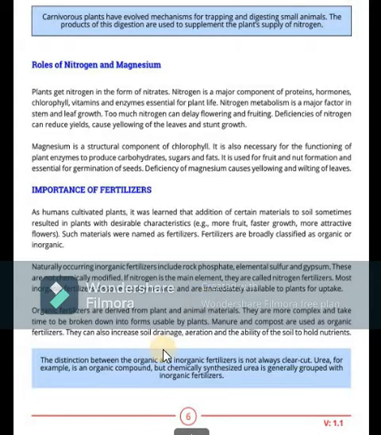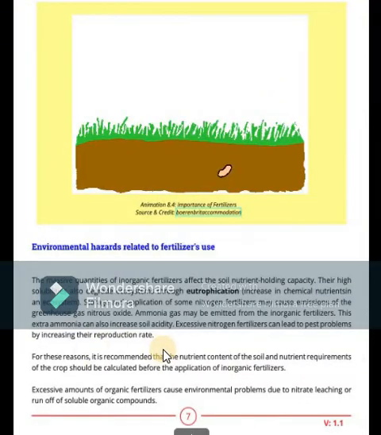Organic fertilizers are derived from plants and animals. That is, the waste of animals, meaning manure and compost, is used as organic fertilizer. Also, leaves, when they fall and are broken down into small pieces, get converted into fertilizer. They can also increase soil drainage, aeration, and the ability of the soil to hold nutrients.